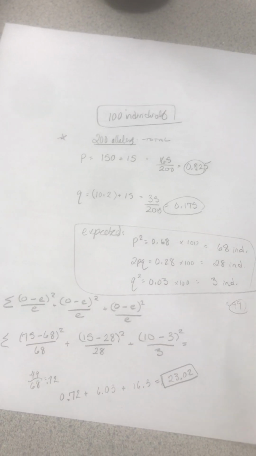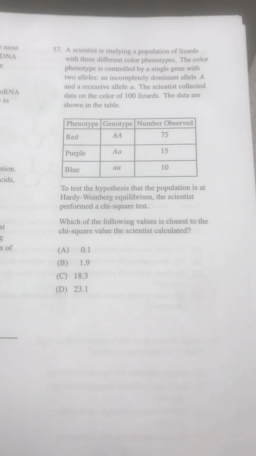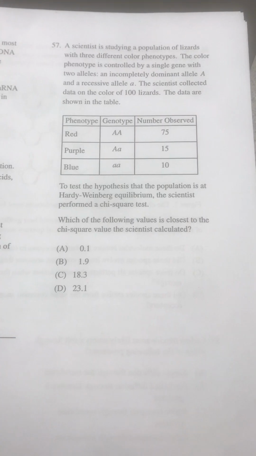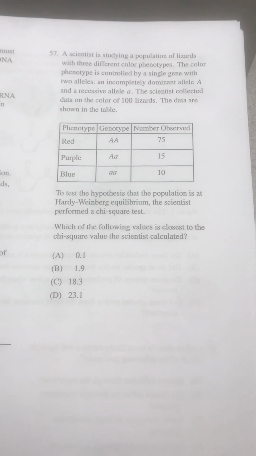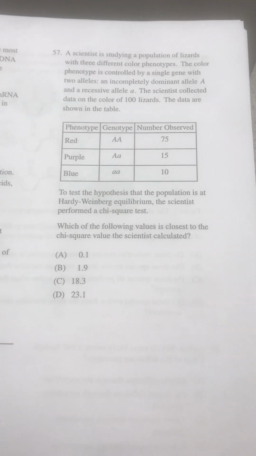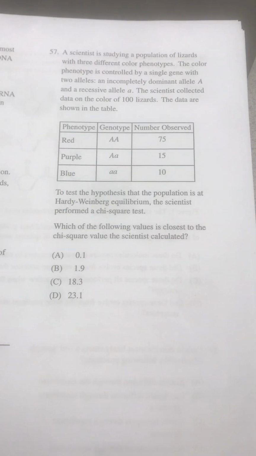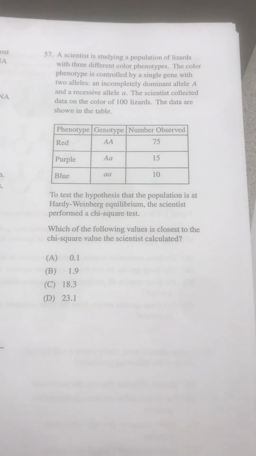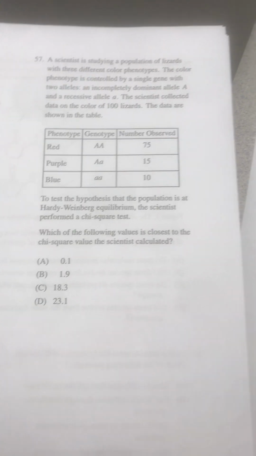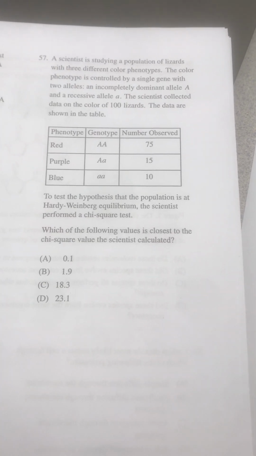But another good way to interpret it is, before even calculating chi-squared, you can see you're going to get some pretty different numbers. They observed 75, you got 68. For 15 purple, there should really be 28, and for the blue 10, we're expecting 3. So even if you just get those, you should be able to predict that it's going to be a pretty high number. So that's why the correct answer would be D, 23.1.